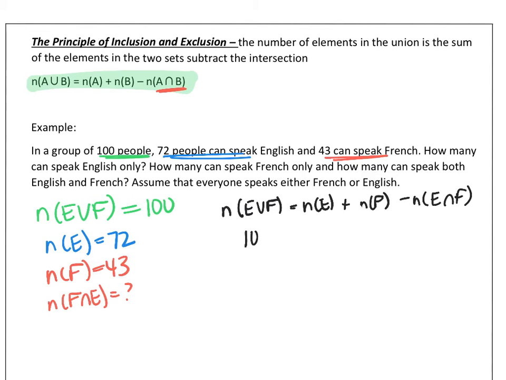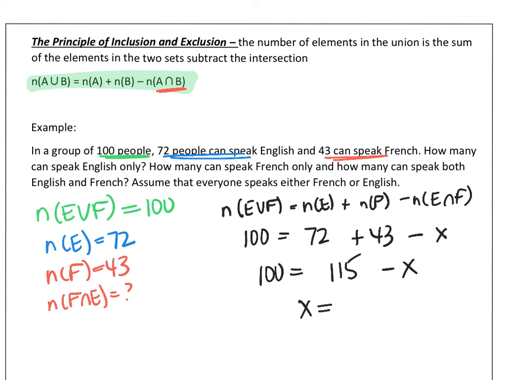So if I plug in my numbers here, I've got 100 is equal to 72 plus 43 minus x, because I don't know what that is. And if I want to solve for this, 72 and 43 is 115. I would move my x over here because it's negative, and my 100 this way. So I get x is equal to 115 take away 100, which is 15. So I have 15 people overlap.